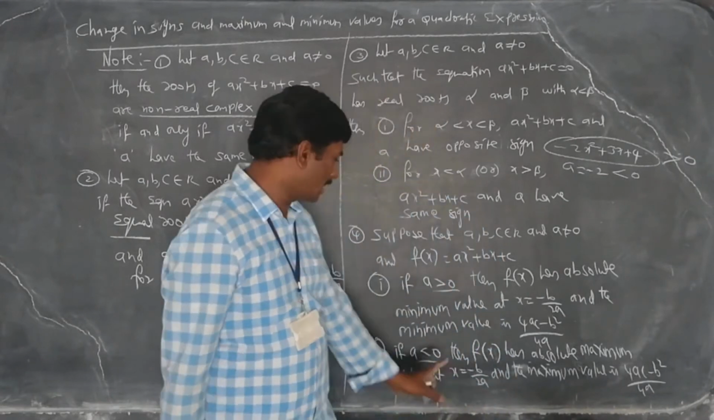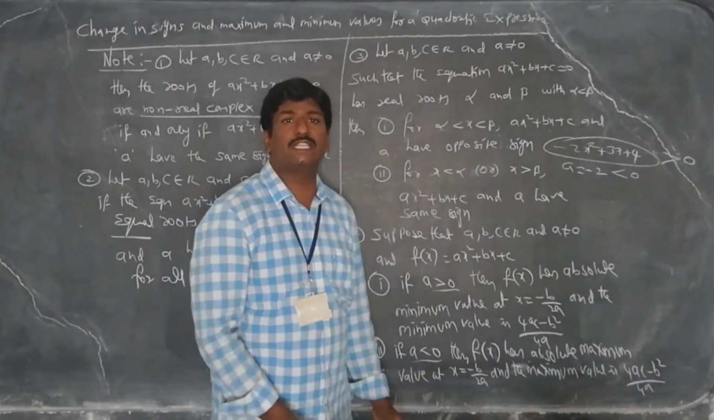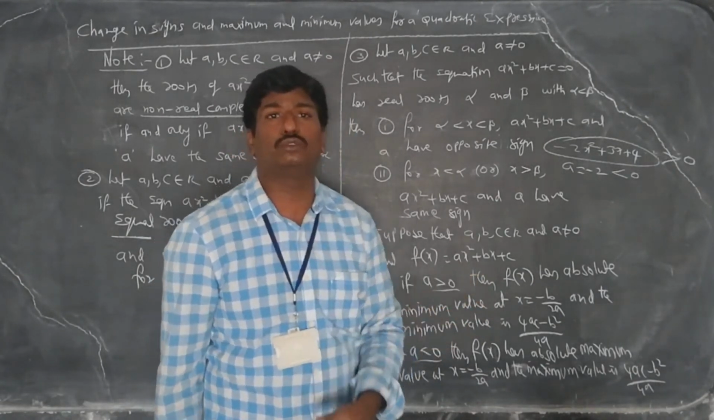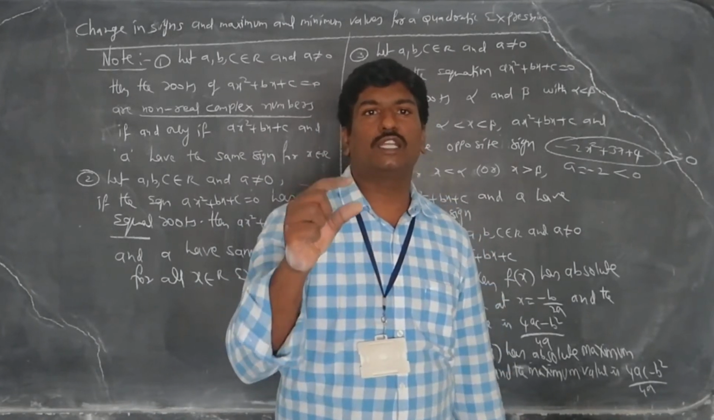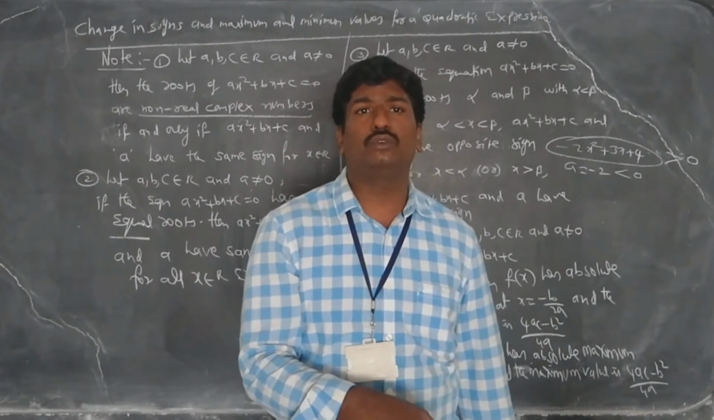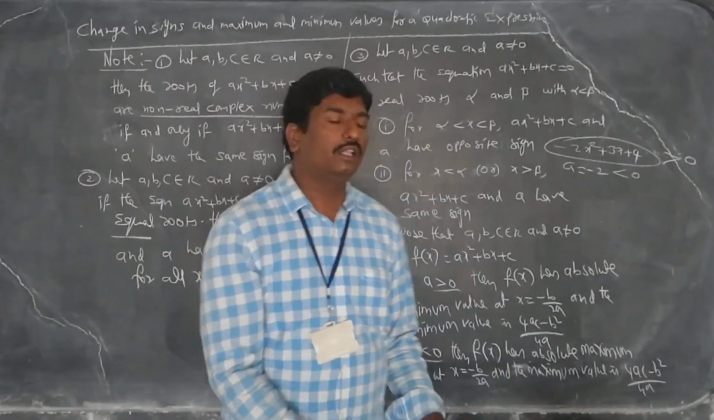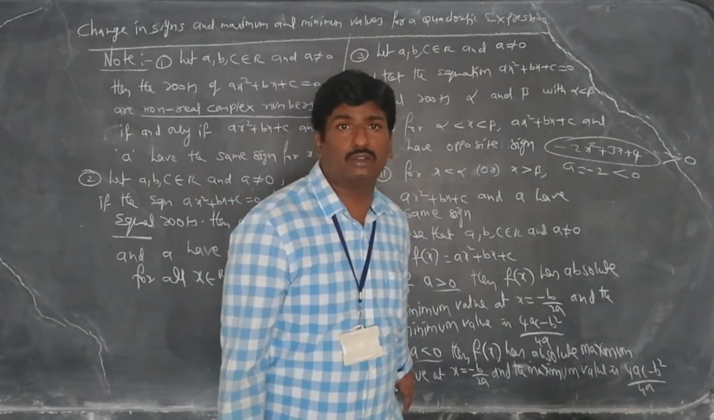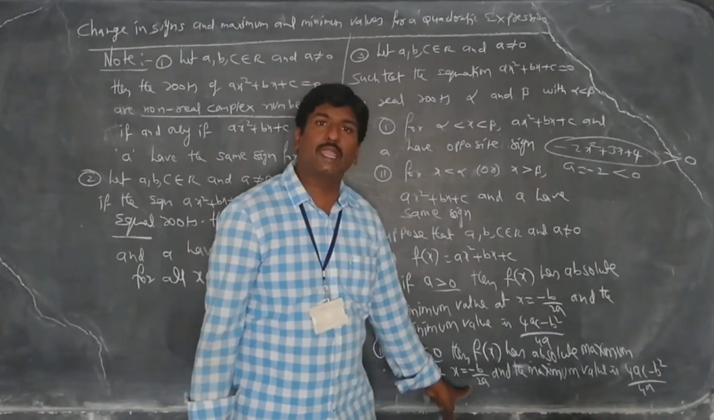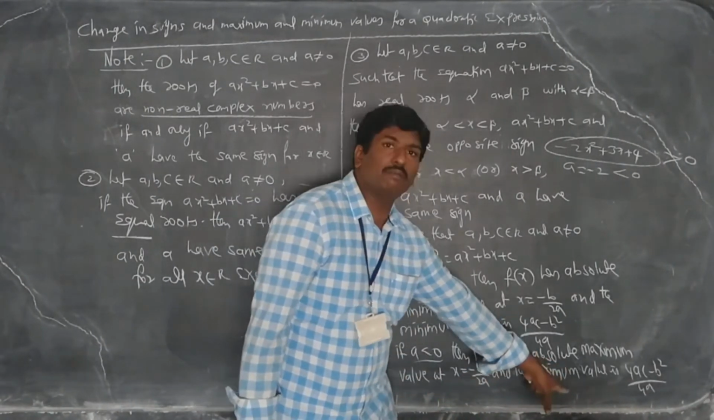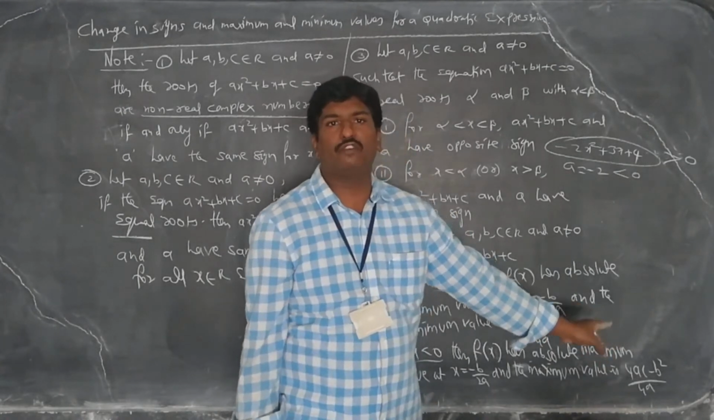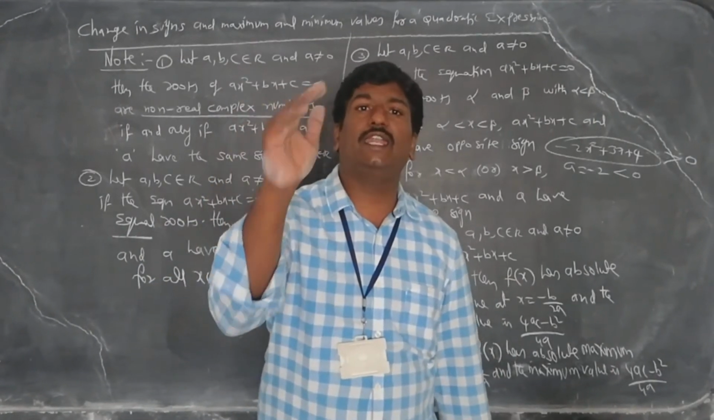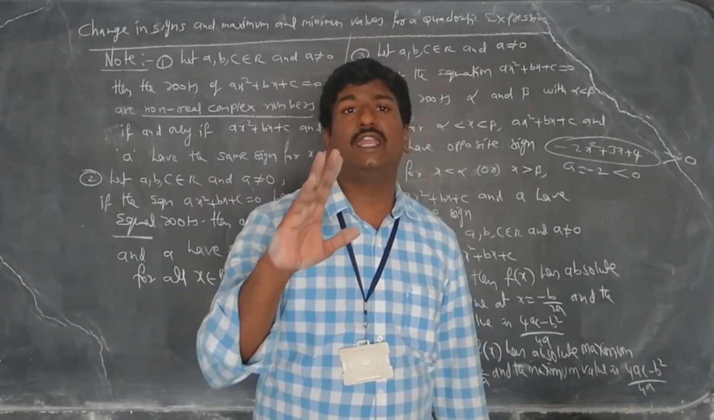Now, the second condition. Suppose a is less than 0, that means the coefficient of x square is negative. Then the function has an absolute maximum value, again at x equal to minus b by 2a only, and the maximum value is 4ac minus b square by 4a. Here the condition is not changed. When a is greater than 0, it has a minimum value. When a is less than 0, it has a maximum value.